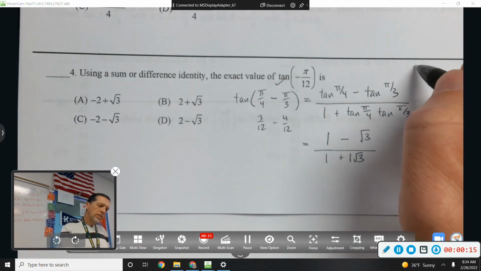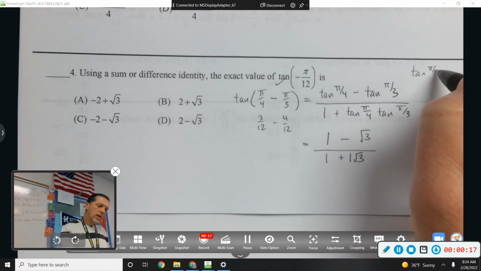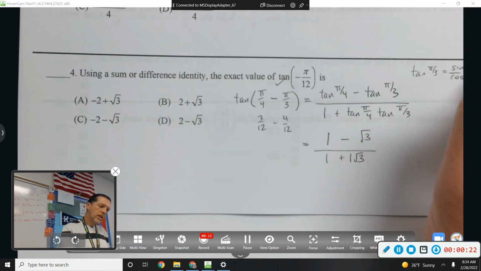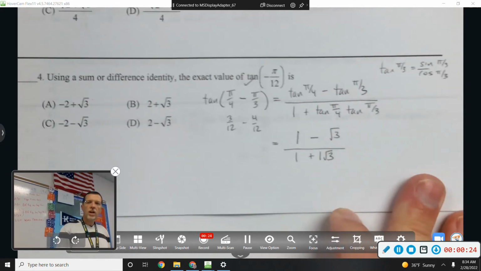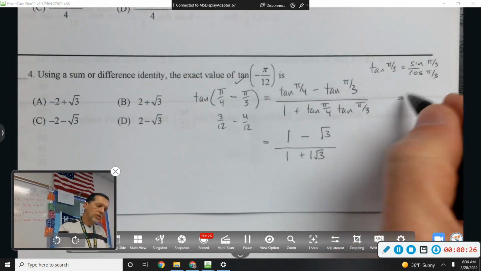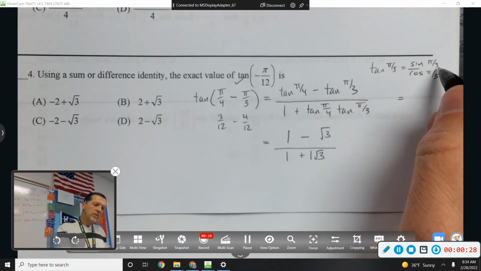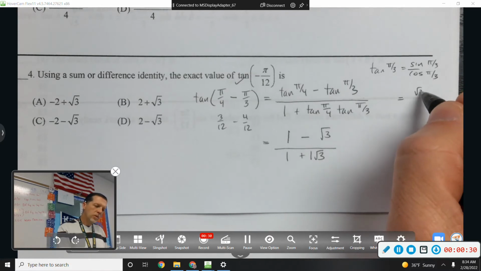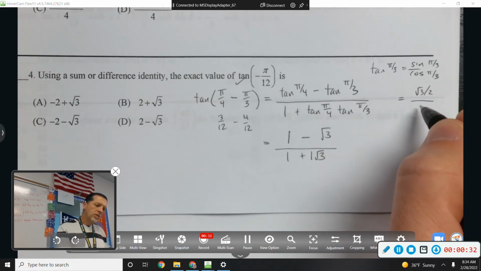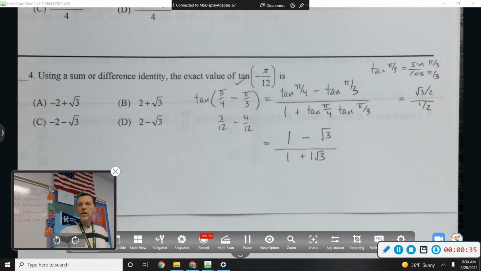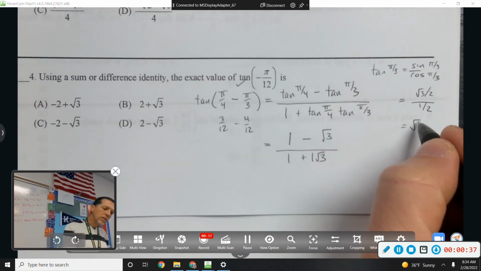Tangent of pi over 3 is sine over cosine of pi over 3. Yeah, I think we just discovered the source of your problem. The sine of pi over 3 is root 3 over 2, and the cosine of pi over 3 is 1/2. And so if we keep it, change it, flip it, we get square root of 3.